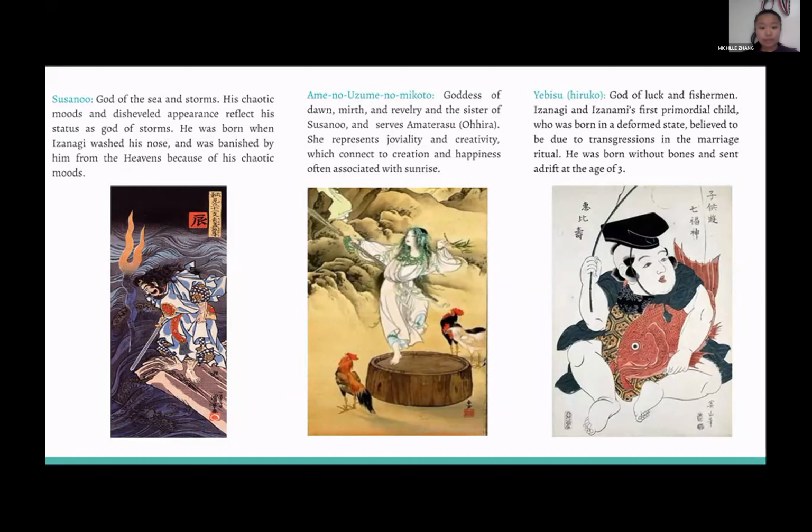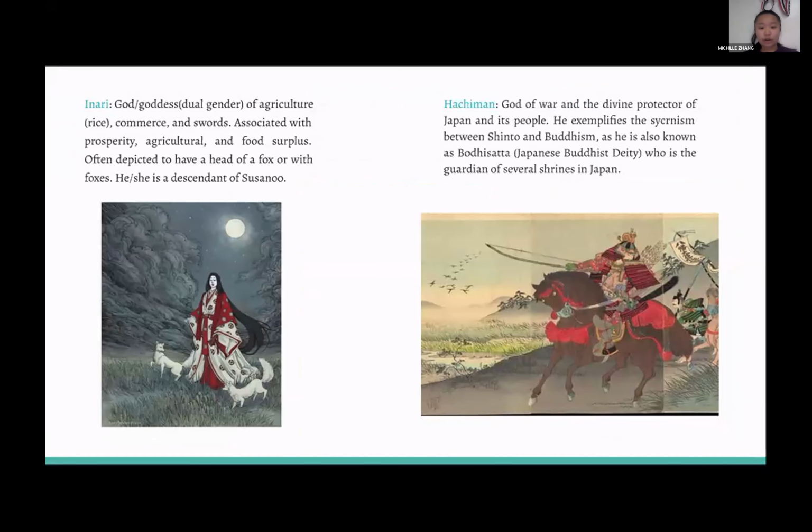Then we have Inari, who's the god or goddess of agriculture, mostly rice, commerce, and swords. She's often portrayed as dual gendered.